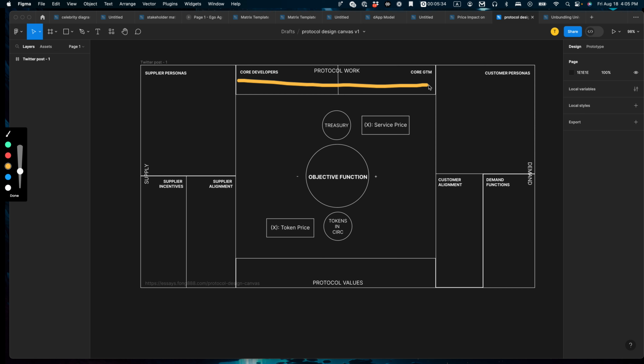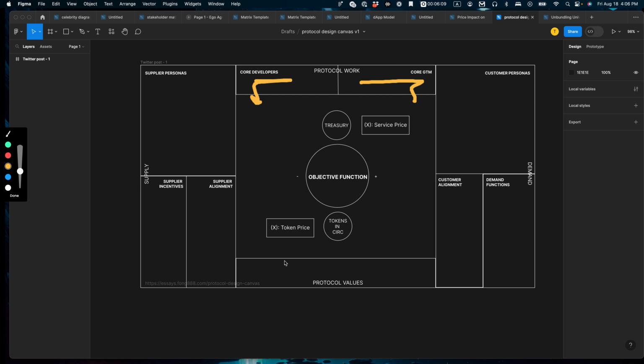Then there's the actual protocol work, and I feel like you can start to talk about who are the personas of the core developers and what motivates them. And then same with the GTM. These are people who are neither customers nor suppliers primarily. Now they could be, but in addition, they actually work on the protocol itself. So how do you incentivize, or what are the motions that they agree upon around core GTM and then development? What's that coordination look like? What's the incentive look like?